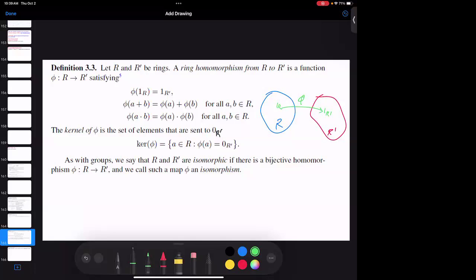So where does the kernel of phi live? Does it live in R or R prime? So the kernel of phi lives in which? R, R prime? R, right? It's the set of all elements a in R that are sent to 0. What might you ask about the kernel of phi? It lives in R.